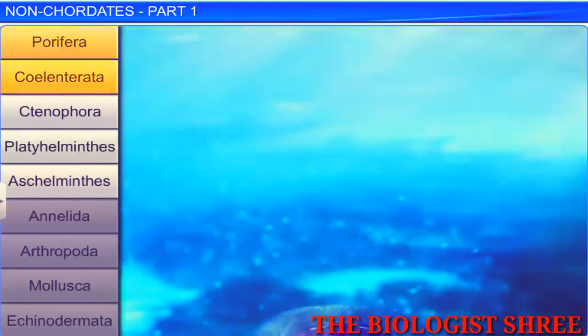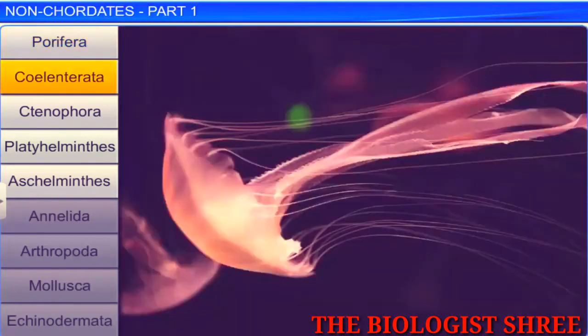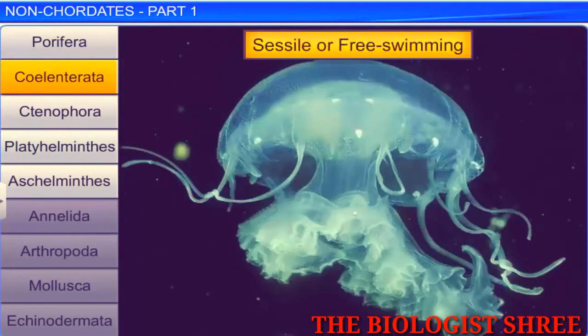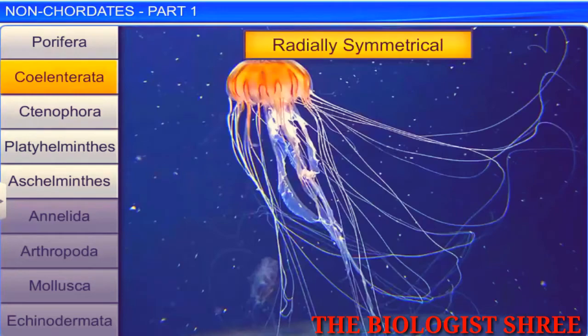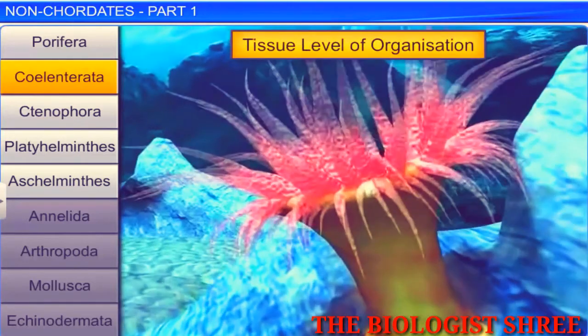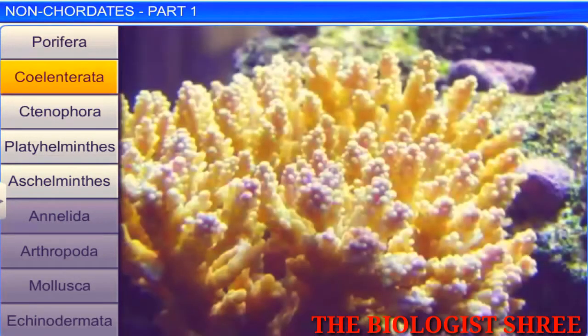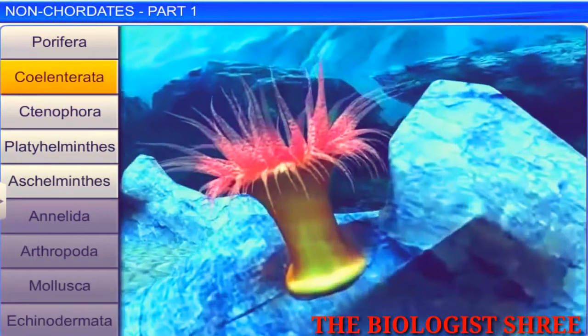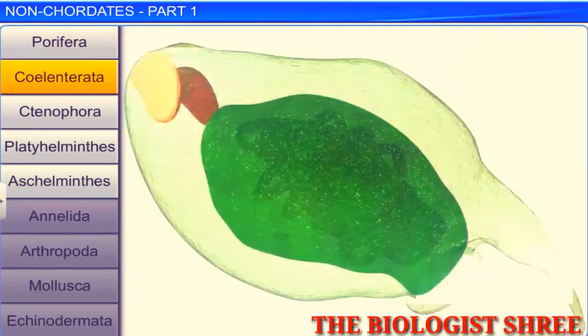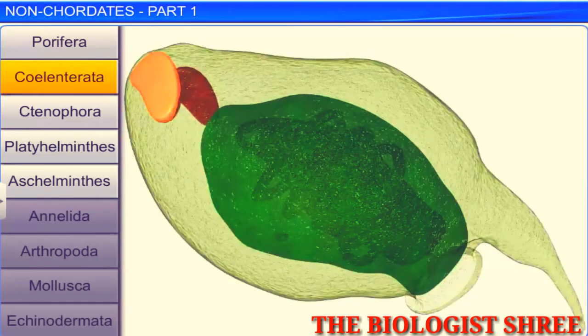The second phylum is Coelenterata. The members of this phylum are aquatic, mostly marine, sessile or free-swimming, radially symmetrical, diploblastic animals with tissue level of organization. Some coelenterates, like corals, have a skeletal structure made of calcium carbonate. Coelenterates have cnidoblasts on their tentacles and body, and hence this phylum is also known as Cnidaria.